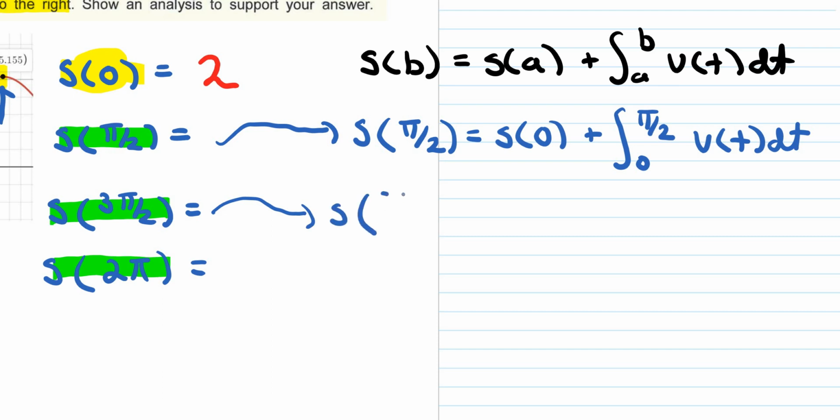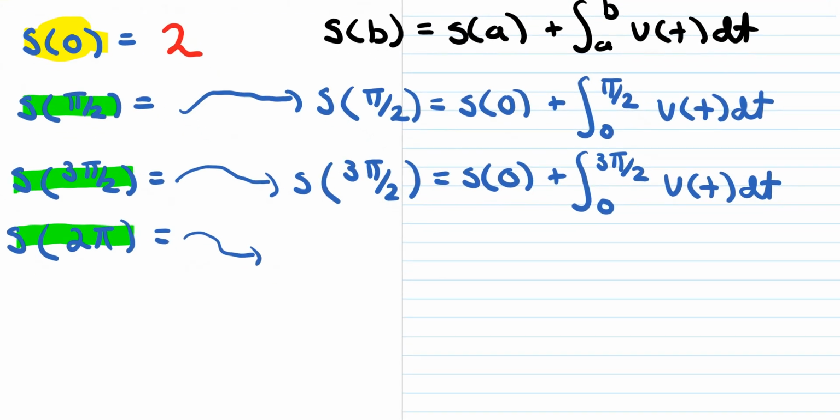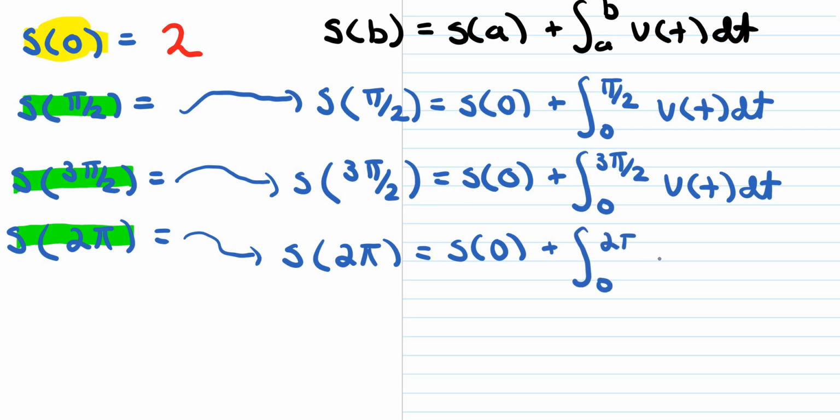So if I had to write this all out here, and don't worry, we'll jump to the calculator to figure this out, but we want to find the final position of the particle at these particular times, and this is how you would input the numbers into your final position formula here. And finally, we have s of 2 pi, which is your initial position plus the displacement from 0 to 2 pi of your velocity function there. Okay, so that's the general idea of this particular problem.